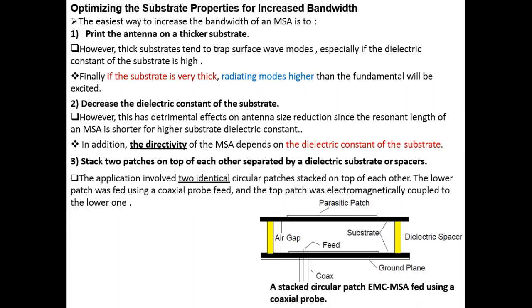In addition, the directivity of the MSCA depends on the dielectric constant of the substrate. Stack two patches on top of each other separated by a dielectric substrate or spaces. The application involved two identical circular patches stacked on top of each other. The lower patch was fed using a coaxial probe feed, and the top patch was electromagnetically coupled to the lower one. So in this diagram: air gap, feed, substrate, dielectric spacer, ground plane, coaxial cable, parasitic patch.